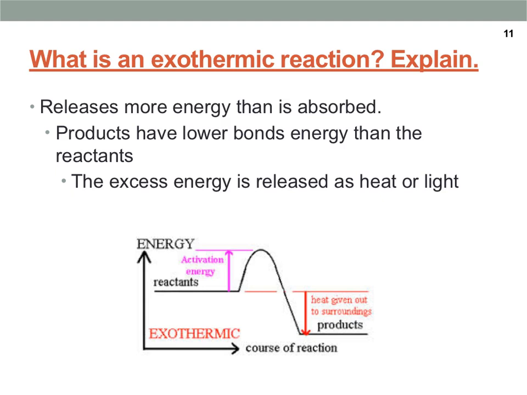So what is an exothermic reaction? An exothermic reaction is a reaction where it releases more energy than is absorbed, meaning the products, what's produced, has less bond energy than the reactants. So where does this excess energy go? It's released as heat or light.